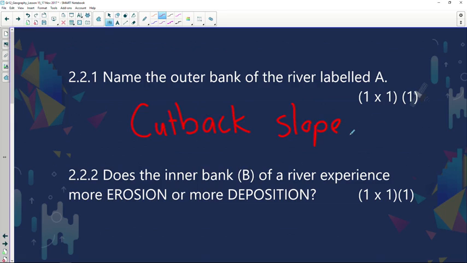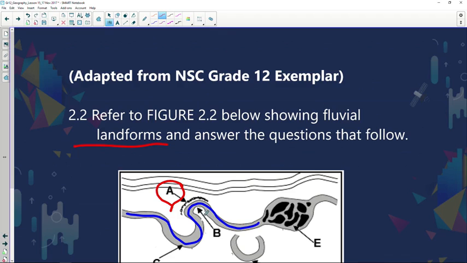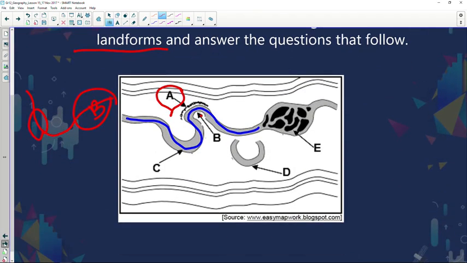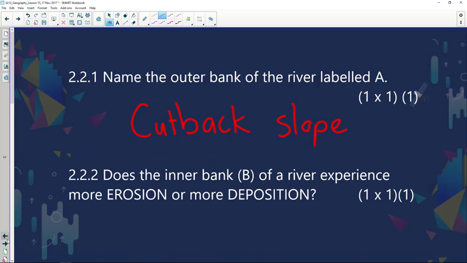Does the inner bank B of the river experience more erosion or more deposition? Let's quickly have a look. B is situated over there. Definitely deposition. If I draw a transverse profile from one riverbank to the other, A is going to be a concave slope, whereas B is going to be a gentle riverbed slope. Over here erosion takes place, and on this slope B, deposition takes place. So the correct answer for 2.2.2 will be deposition.